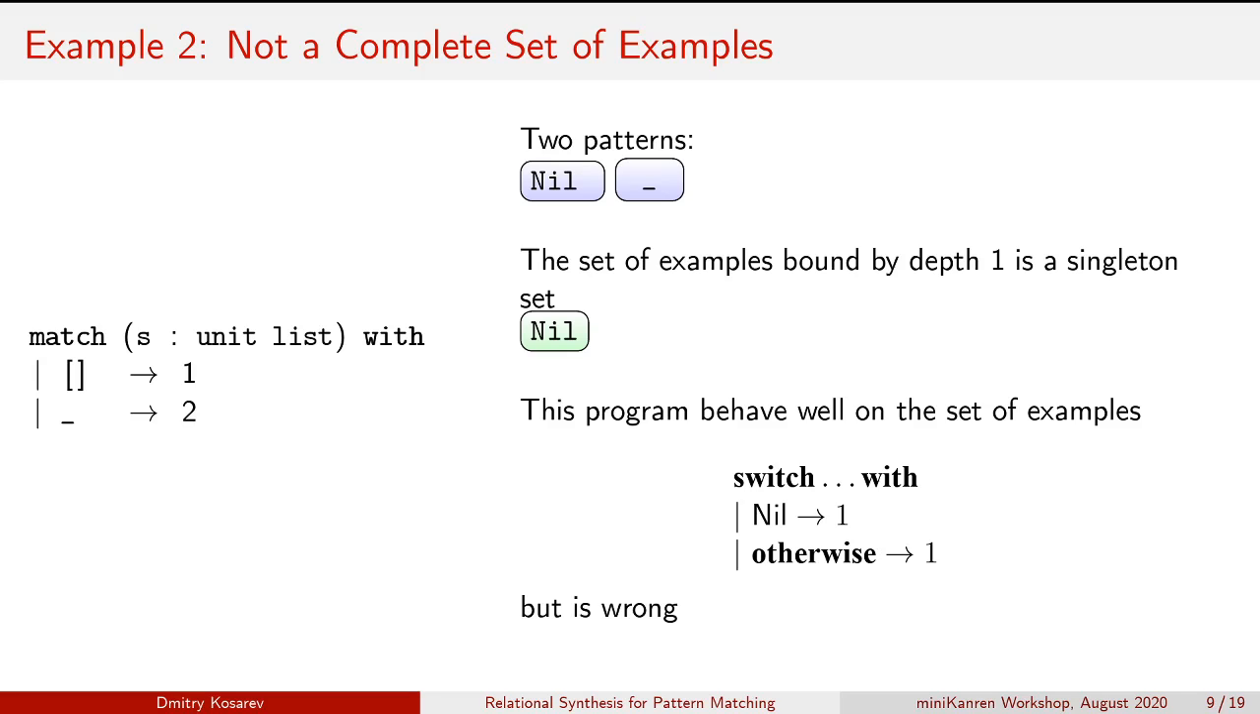Like in next example, where we match a list with two patterns, empty list and wildcard. The depth of these patterns is 1 and all inhabitants of the scrutinous type bound by the depth 1 is a singleton set which contains only empty list. If we run our synthesizer on this set of examples, it may give us a program in the bottom, which for empty list returns 1 and otherwise it also returns 1, which is obviously a wrong compilation scheme, but on this concrete set of examples it behaves the same as original pattern matching.